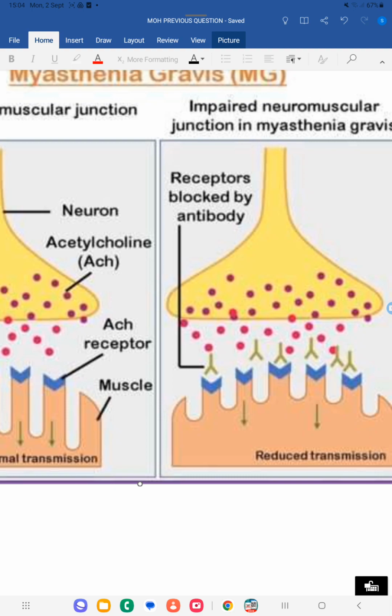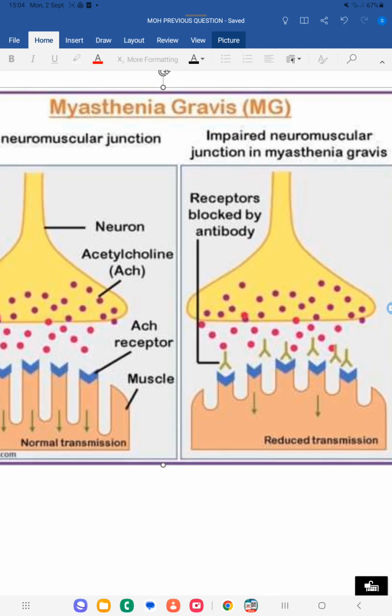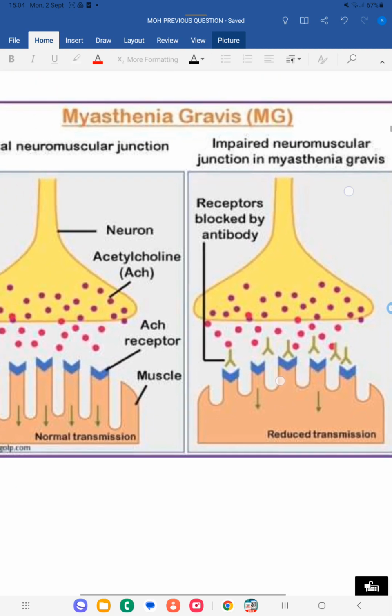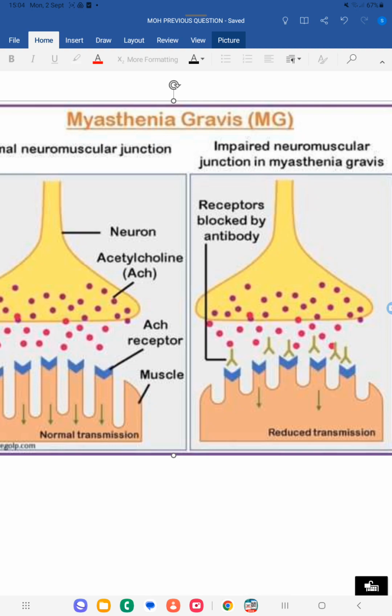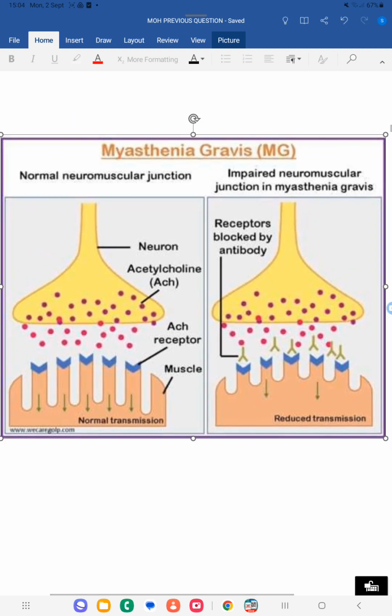So what happened? This acetylcholine is not entering into the muscles. Because of the antibody production, the acetylcholine is not entering the muscles, and because of that, the impulse is not transmitting into the muscles. Because of that, proper contraction and relaxation will not be there, and muscle weakness will happen. So this is called myasthenia gravis.